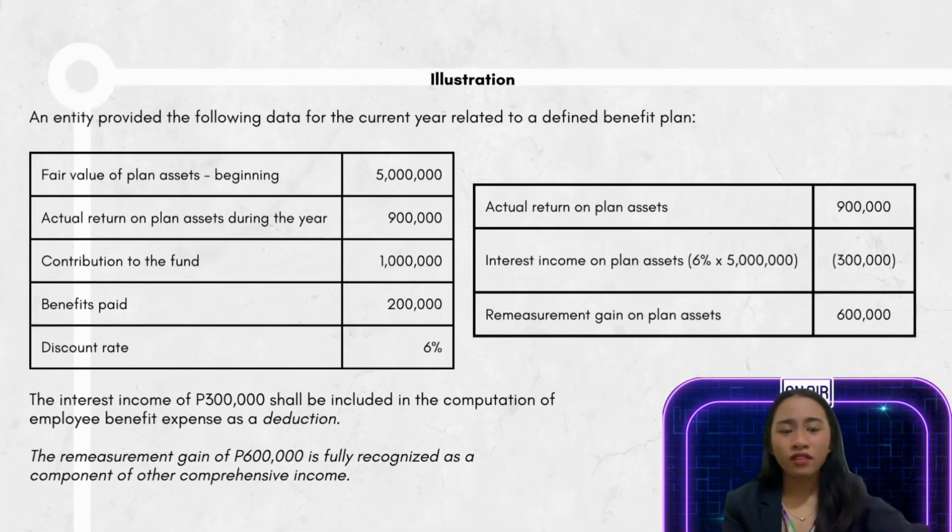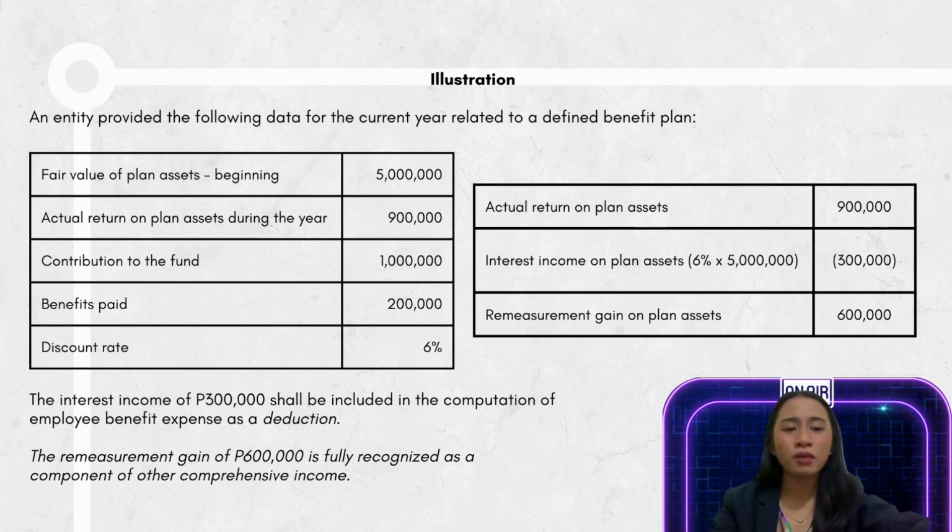Let us now have an illustration here. An entity provided the following data for the current year related to a defined benefit plan. Beginning fair value of the plan assets, 5M. Actual return on plan assets during the year, 900K. Contribution to the fund 1M, benefits paid 200K, and discount rate of 6%.